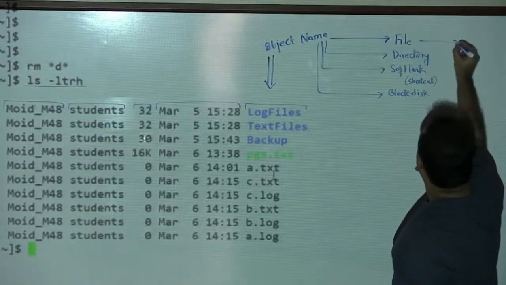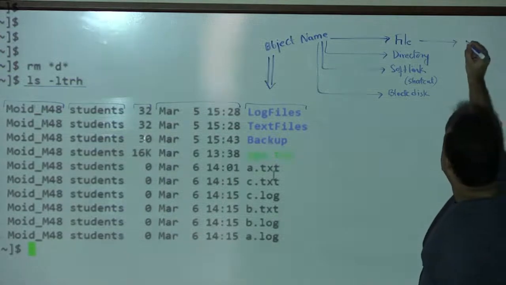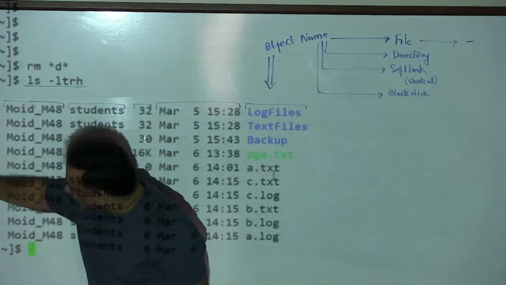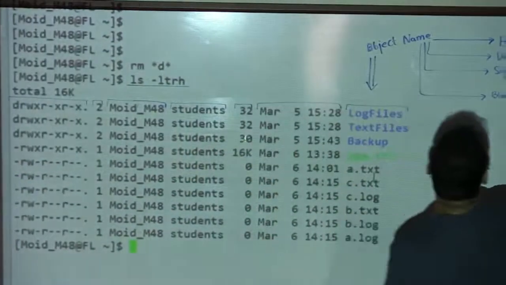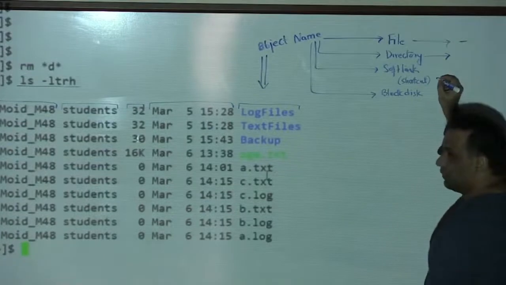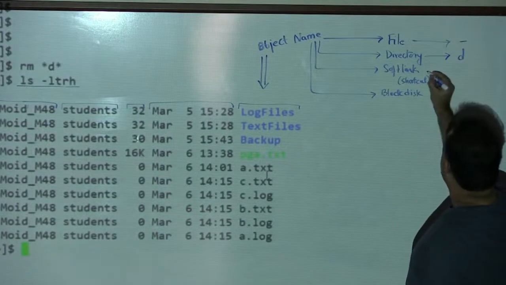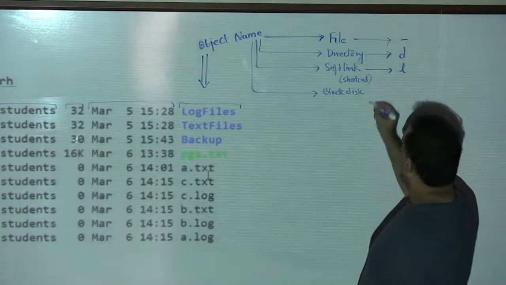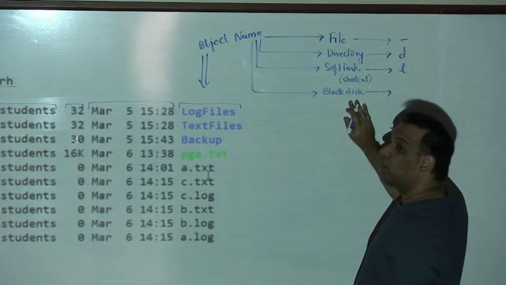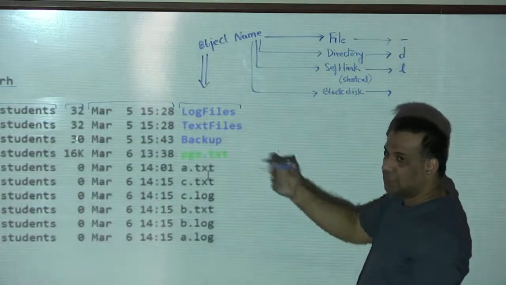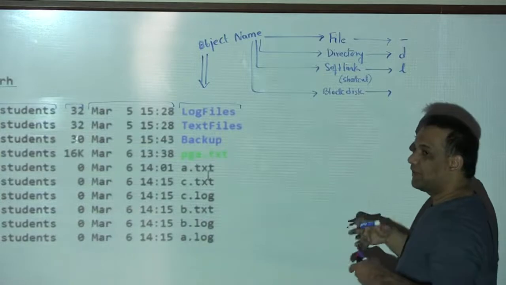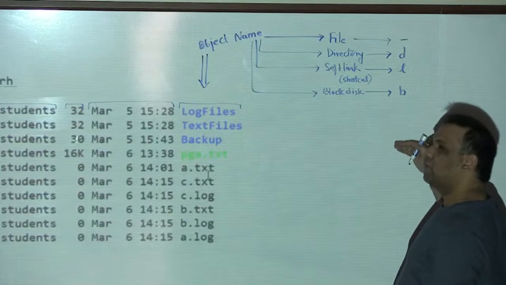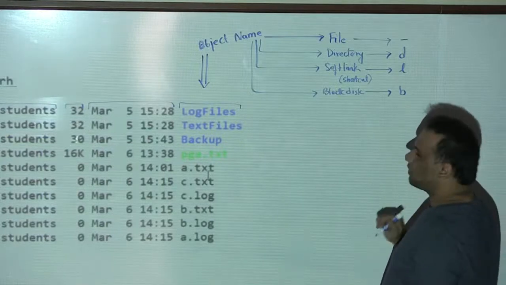Now, if it is a file, usually the first character is the hyphen. If you start looking into this, the files have the hyphen. If it is a directory, the first character is D. If it is a soft link, that means a shortcut, the first character is L. If it is a block device, an unformatted disk like the C drive, D drive, E drive that we have, if I go to Best Buy and get a disk and attach it, it will show me as a block device. And there may be a few others here as well. Okay, let's just worry about these now.